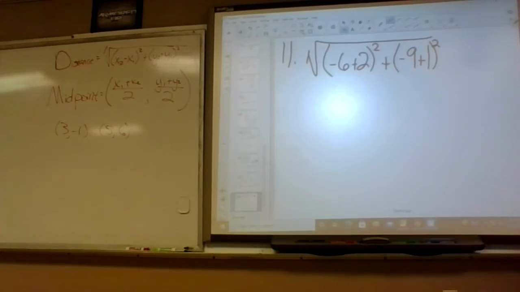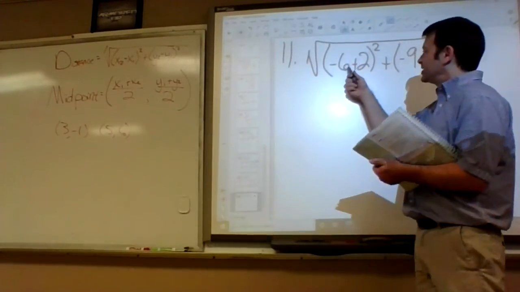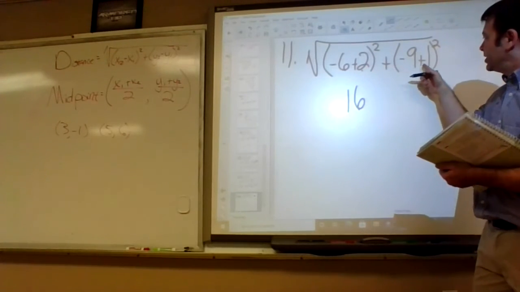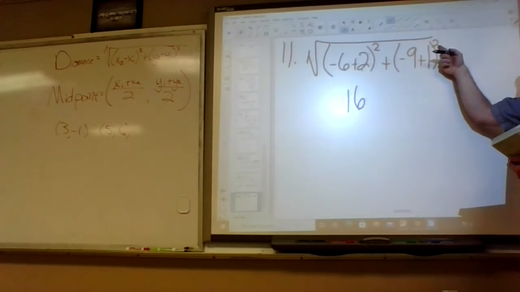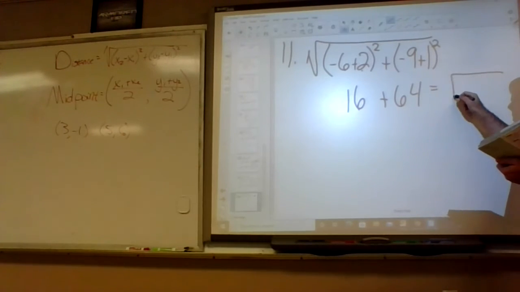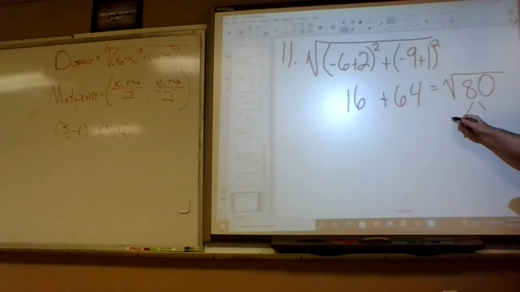So be careful. It's a minus in the parentheses, but it's a plus between the parentheses. You gotta be careful on that. Negative 6 plus 2 is negative 4 squared, 16. Negative 9 plus 1 is negative 8 squared, 64. 16 plus 64 is 80. Does that simplify? Yes, it does. 4 squared. I'm gonna fast forward here.